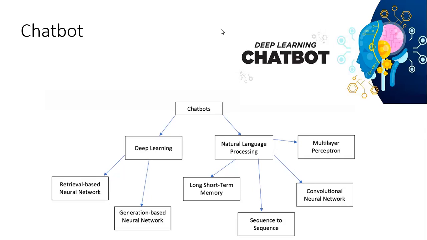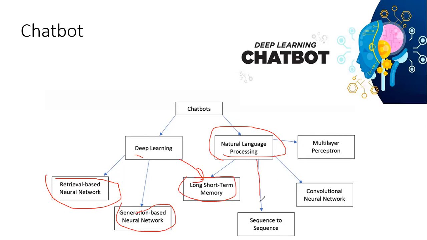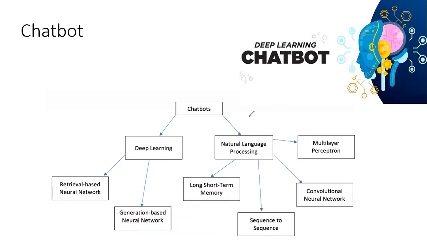If you see here in a typical application, from deep learning you can use a retrieval-based neural network and a generation-based neural network. For the NLP, you're using the long short-term memory, which is also part of deep learning. You're also using sequence-to-sequence prediction, and you can also use the multilayer perceptron for some other task. And you're also using convolution. So you're using convolutional neural networks, LSTM, generation-based networks, and retrieval-based neural networks. So developing a chatbot is a difficult task if you want to make sure that you are doing it in a good way.